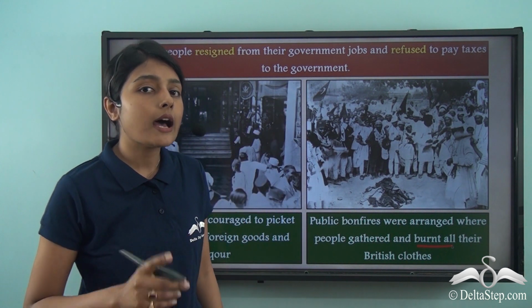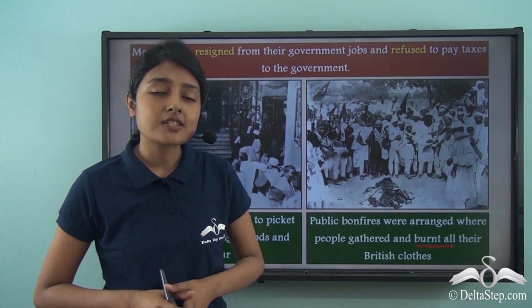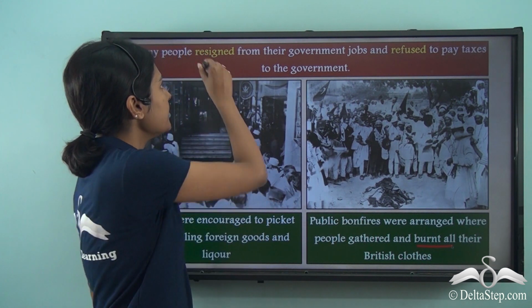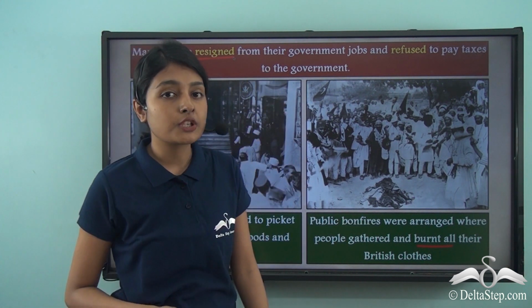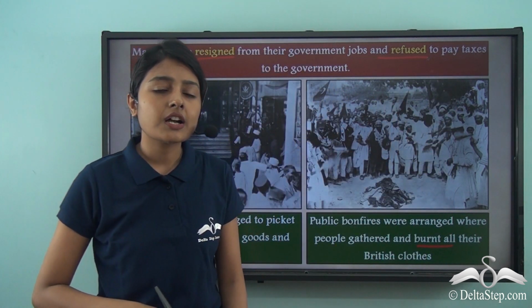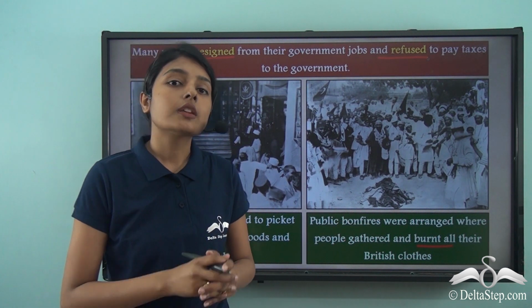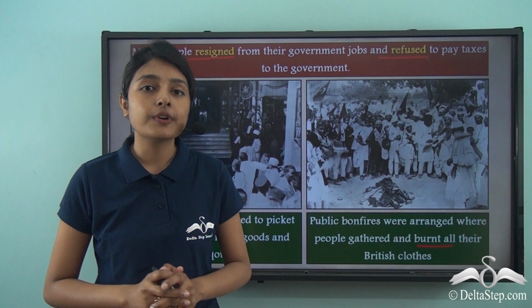And like what happened during the non-cooperation movement, during the civil disobedience movement as well, many people resigned from their government jobs and they also refused to pay taxes to the government. So the people were in complete defiance of the colonial government in every possible way.